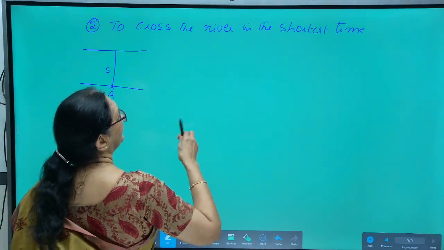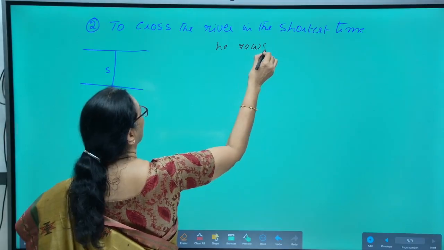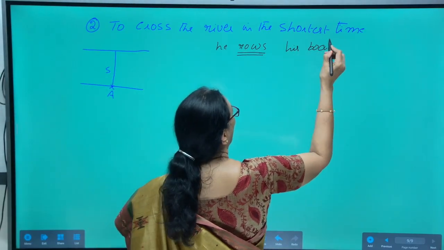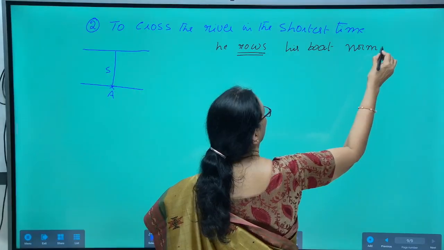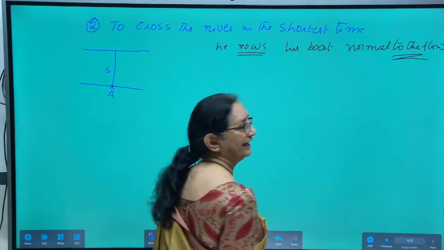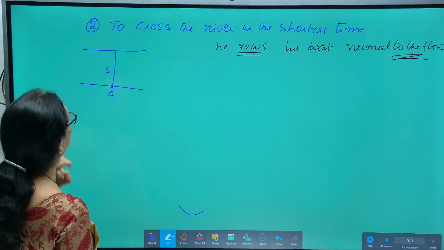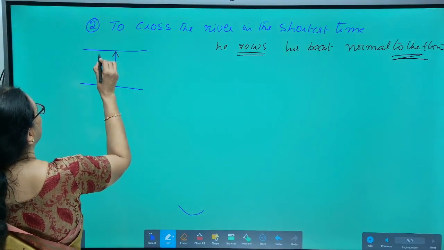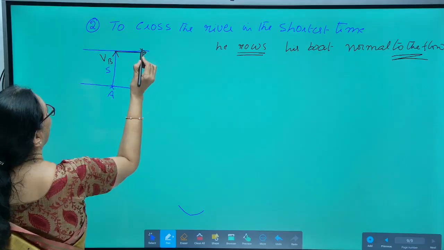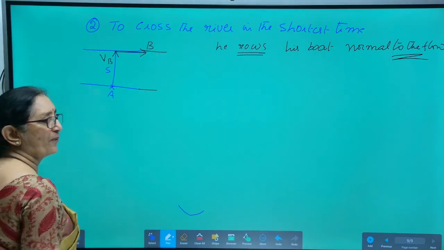To cross the river in the shortest time, he should row his boat normal to the flow. This is the most important hint here. So, to cross the river in the shortest time, he should row the boat in this direction. This is the velocity of the boat. But because of water flow, he reaches a point downstream. So, he finally reaches this point B.